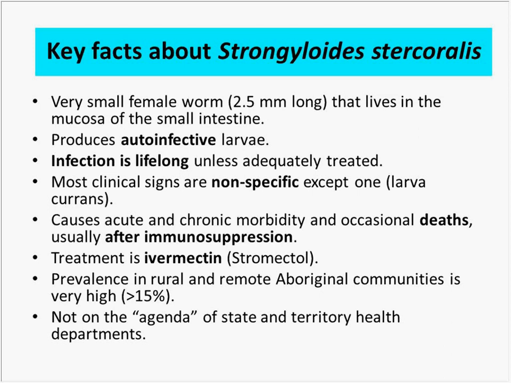So the key to remember about this is it's a tiny little worm, 2.5 millimeters long. It actually lives in the mucosa of the small intestine. It has autoinfective larvae, and that makes it long-lasting, and most people are adequately treated. Clinical signs are non-specific, except for one: acute and chronic disease, and occasionally really severe disease that kills people. It's very high in rural and Aboriginal communities. As I said, it's basically neglected.